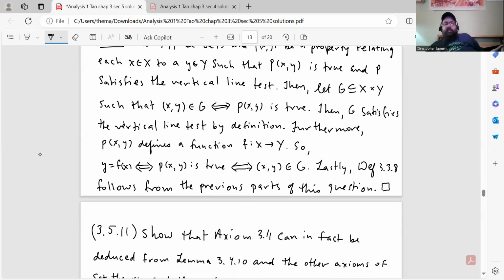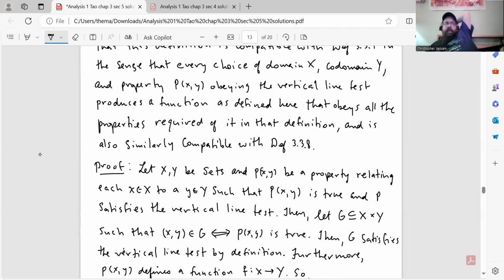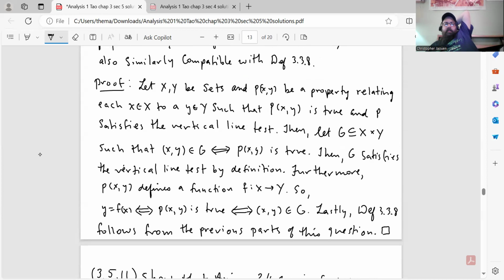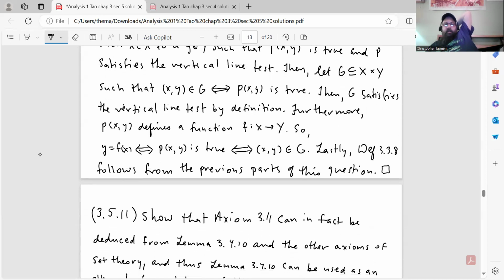Furthermore, P of xy defines a function f from X to Y, so y equals f of x if and only if P of xy is true, if and only if xy is an element of G. So that proves that it's compatible with definition 331, and then definition 338 I show is compatible also. That follows from the previous parts of the question, right? And that's the proof.